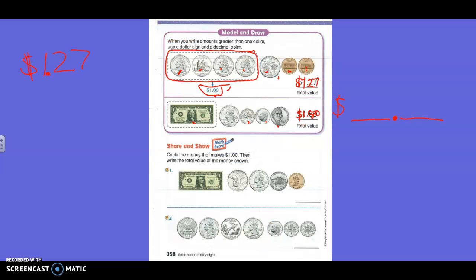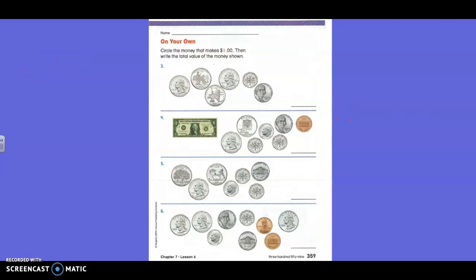All right, share and show. It says, circle the money that makes $1, then write the total of all the money shown. I know all wasn't in there, but I just did it anyway. Okay? So you're first going to circle $1, and then you're going to count the rest of the coins to see how much you have total. Number 1 will be easy because it actually has $1, so I don't want to do that one. I'm actually going to do one of these ones. What do you want me to do? 1, 3, 4, 5, or 6? Well, not 4. 5. Okay.